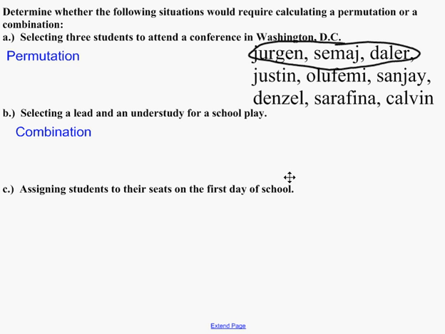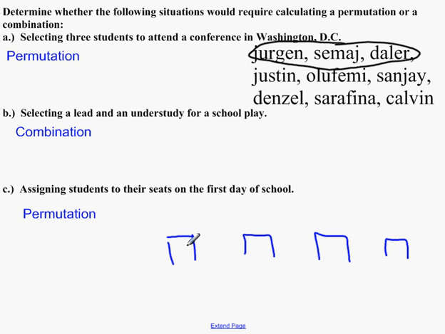Assigning students to their seats on the first day of school. Does the order matter? Does it matter the order I place them in their seats? Yes, it does. So it's a permutation. Say, for example, if you're still not sure about letter C, right? Say I got my seats. Let's just say these are seats. I know that this is a very bad drawing.